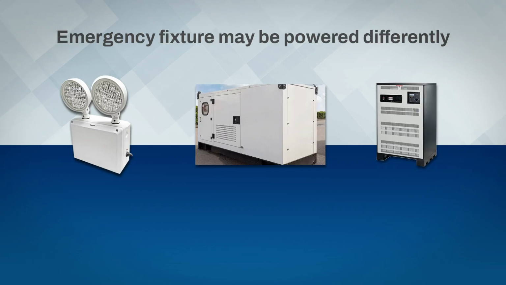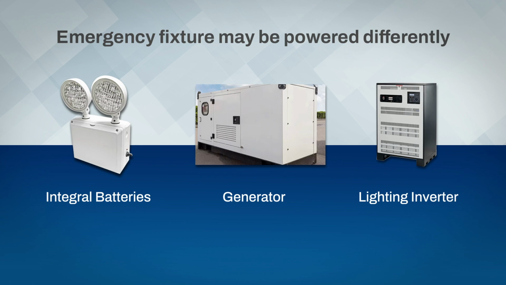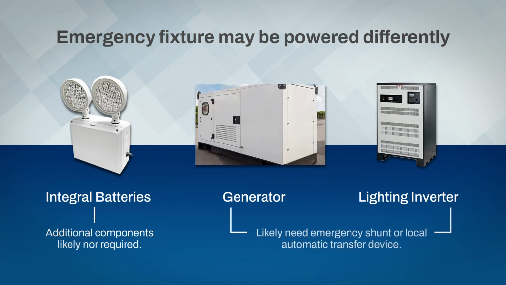Emergency fixtures are usually powered in one of three ways. The fixtures could have an integral backup battery, there could be an on-site generator, or a lighting inverter. If the fixtures do have an integral backup battery, generally additional emergency control components are not required. If there is a generator or lighting inverter, you will likely need an emergency shunt or local automatic transfer switch. Which type is used depends on the fixture that needs to be controlled.